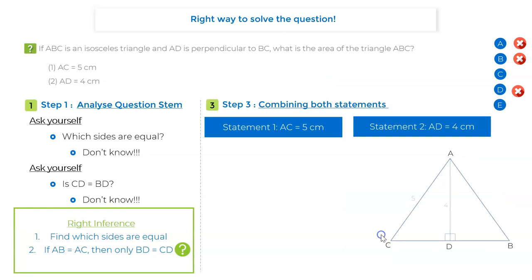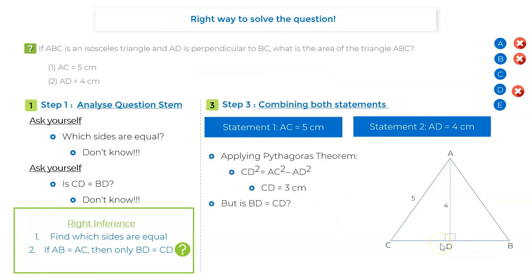So even if we combine, all we can do is apply the Pythagoras theorem and find CD is 3. But to find our answer, we need the full base, right? The base is BC. If we know CD is 3, and unless we know BD and CD are equal, we cannot find the area. And we cannot find it because we still don't know which two sides are equal, whether BD and CD are equal, and hence we cannot find the area of ABC. Therefore, the correct answer in this case will be option E.